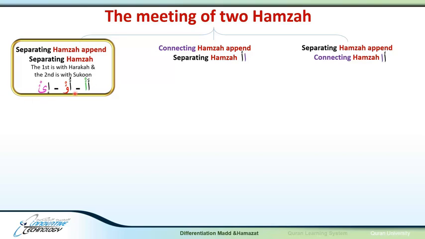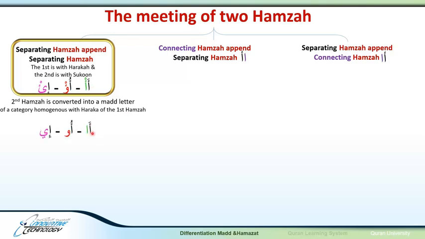So such pronunciation of double hamzas is not convenient for the ear. That's why the Arabs convert the second hamza into a mad letter of a category homogeneous with the haraka of the first hamza. We'll illustrate this by this example.